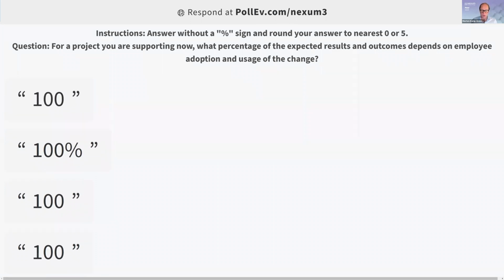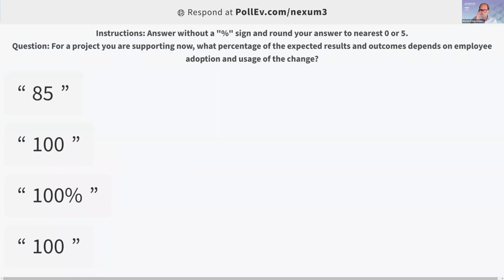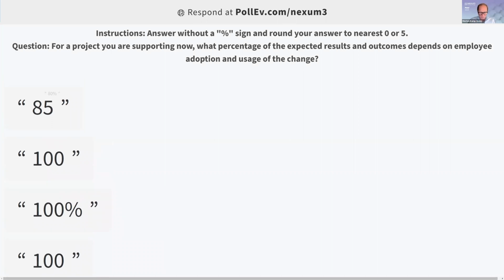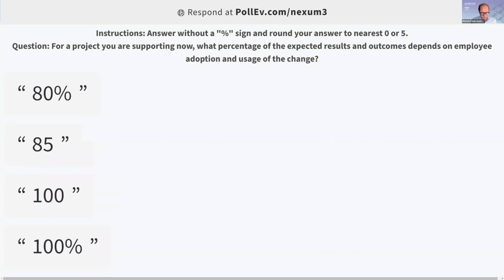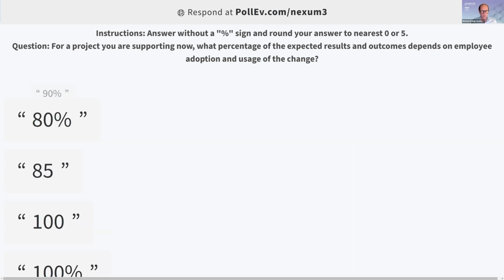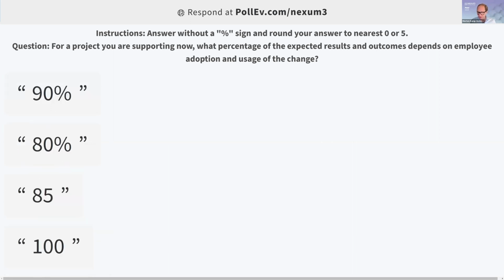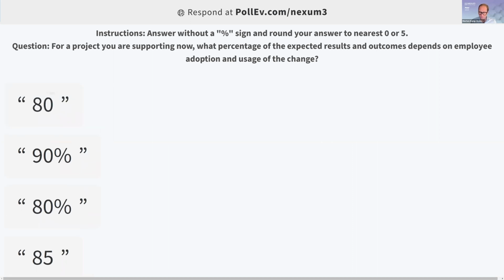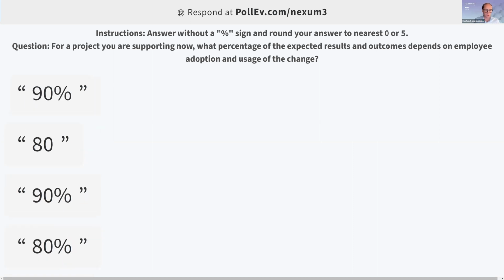I see a lot of hundreds coming up on the screen right now. 85, 100. Perfect. I see very high numbers, very high numbers. Okay, 80, 90. Thanks a lot for chipping in.